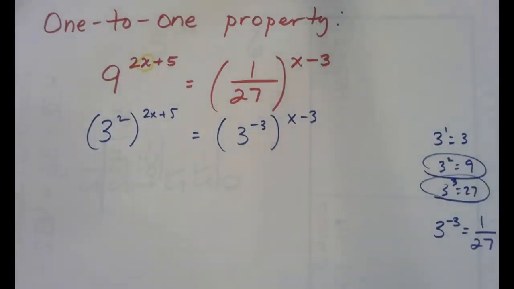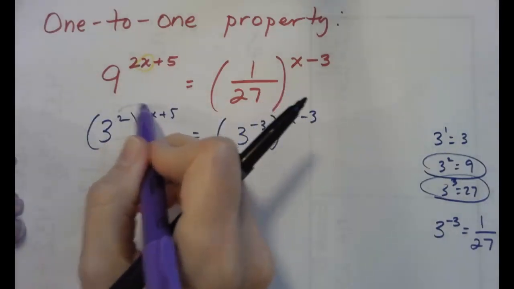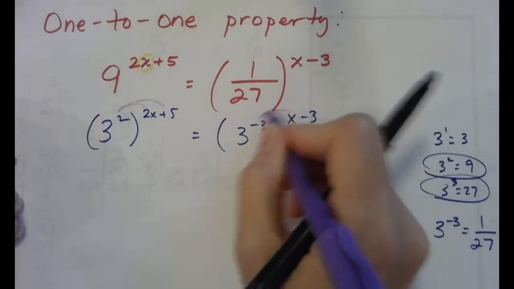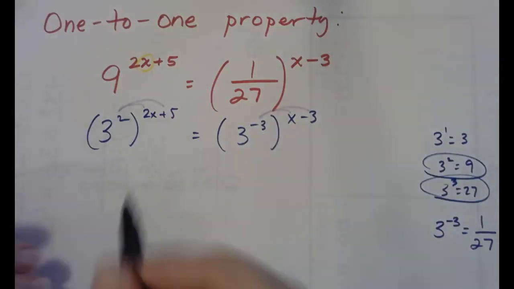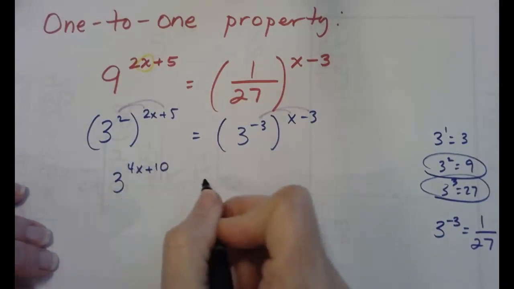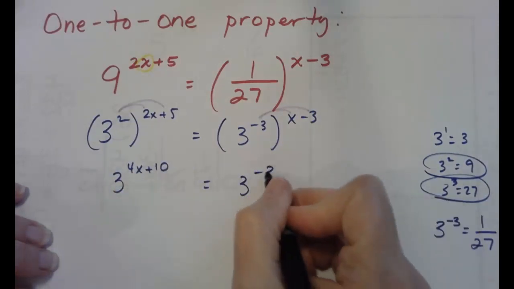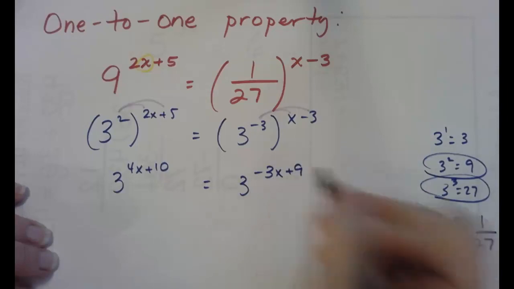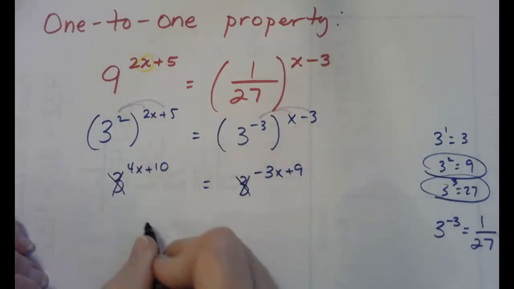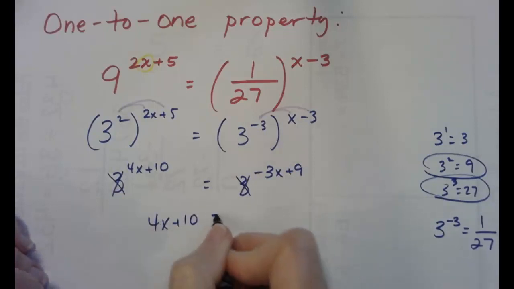which now allows me to use the properties of exponents. This is a power being raised to another power. We will multiply. A power raised to a power. So we end up with 3 to the 4x plus 10 equals 3 to the negative 3x plus 9. Now the bases are the same and we can drop them and just solve the basic equation.